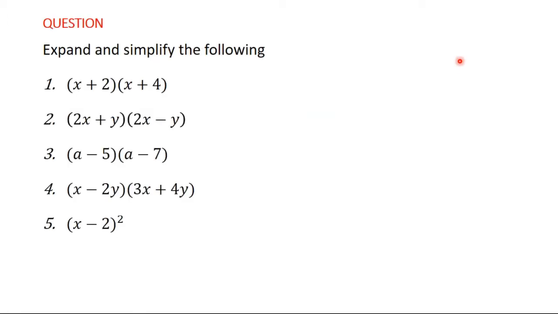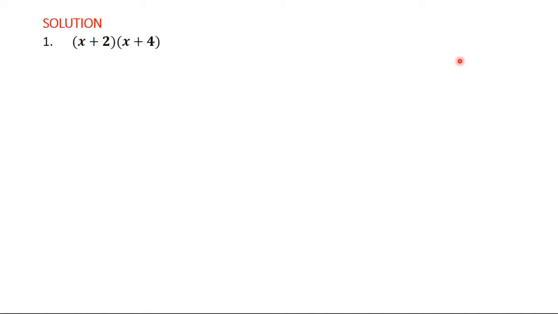So expand and simplify the following. We are going to do 1 up to 5. So let's begin with the first one. The first one says that we have x plus 2 in one bracket, then x plus 4 in another bracket. So in this case, we have x plus 2 multiplying x plus 4. Now, in order to expand this, this is what you do. You use the distributive property. So we take x and we distribute it over x plus 4. Then we take 2 and we distribute it over x plus 4. So this is how it's going to look.